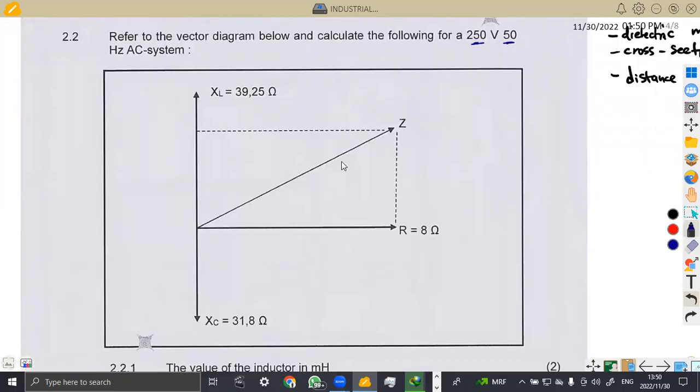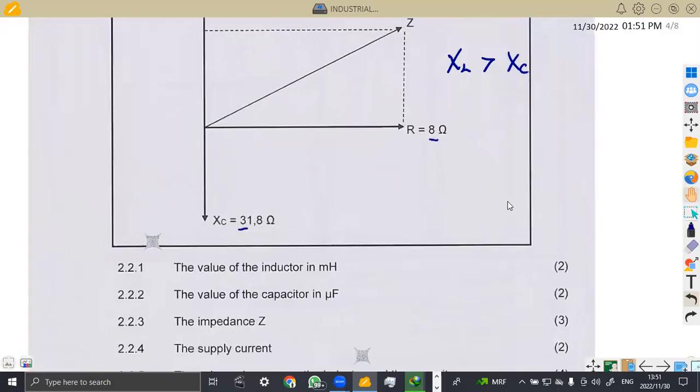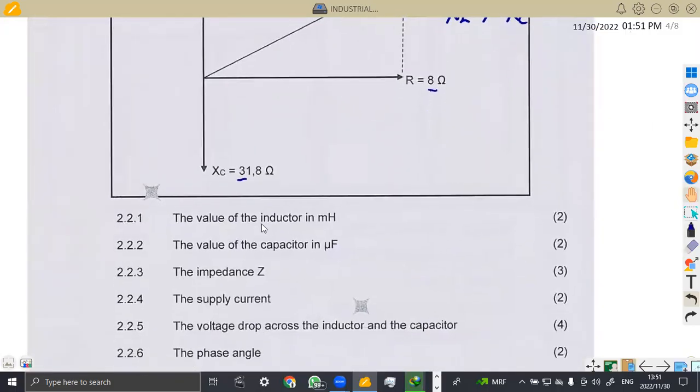Whenever you're given this question, you have to study what you're given. You are given XL, XC, and the resistance. According to this circuit, our XL is bigger than XC, which means our circuit is in favor of the inductive circuit. Now the question 2.21 was to calculate the value of the inductor in millihenries. Take note, we are given the instruction in millihenries.